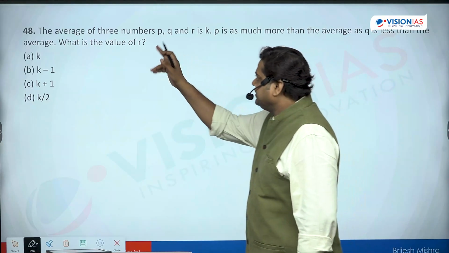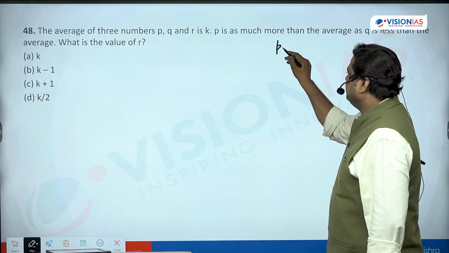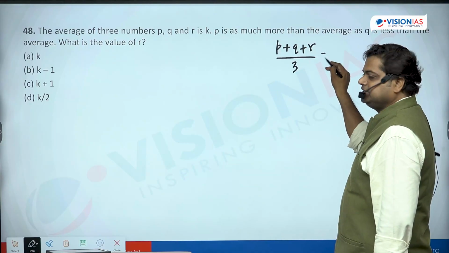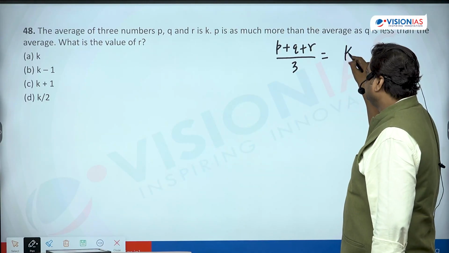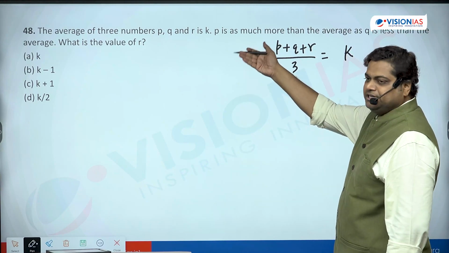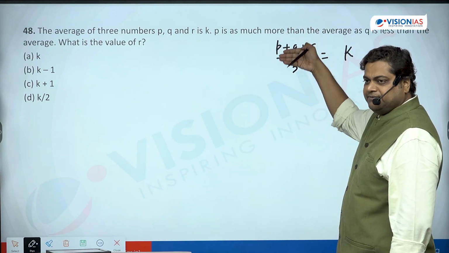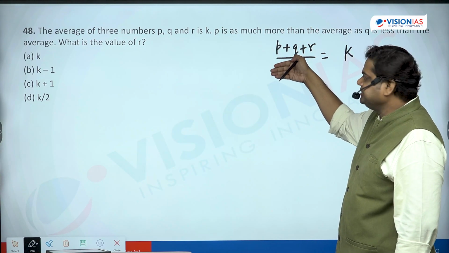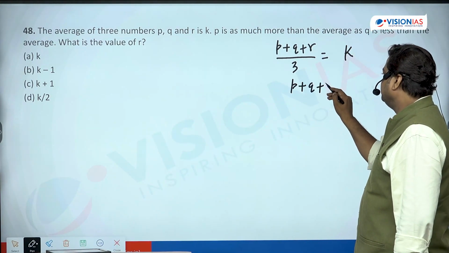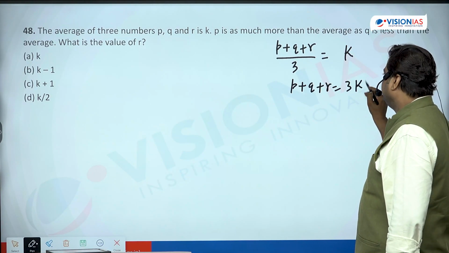The average of 3 numbers is calculated as P plus Q plus R by 3. That is equal to K. That is what is given. The average of 3 numbers P, Q and R is K. Sum of observations divided by number of observations is equal to the average. So P plus Q plus R is what? 3K.